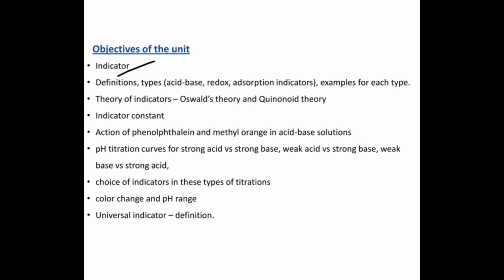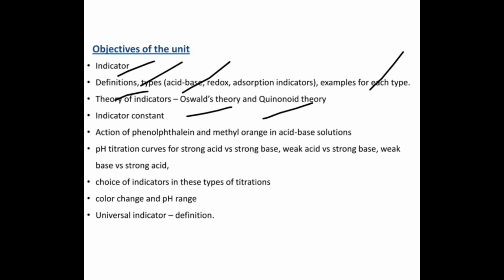that is theory of indicators, we are going to study what indicators are and the types of indicators. That is definition, types, acid base indicator, redox, adsorption indicator, and examples for each type, and theory of indicators. Here two important theories are there: Ostwald's and Quinoid theory, and indicator constant. Also, the action of phenolphthalein and methyl orange in acid base solution.